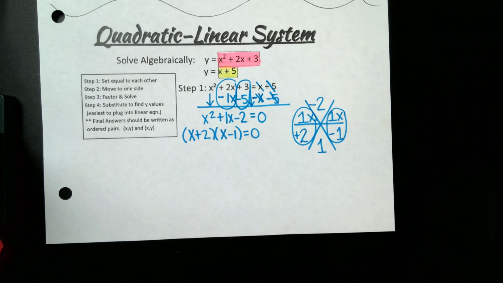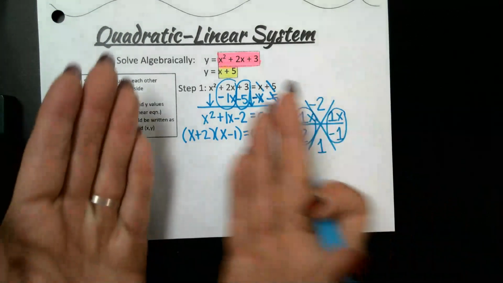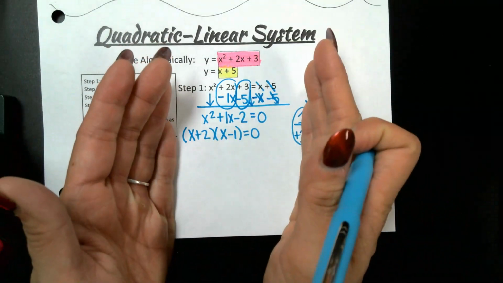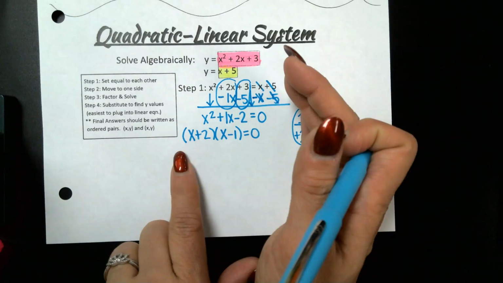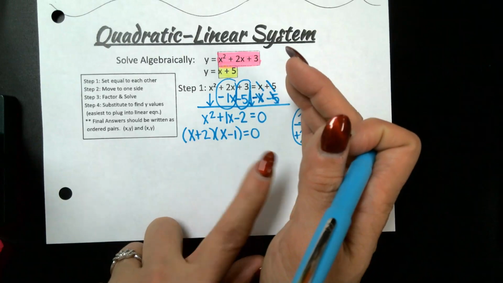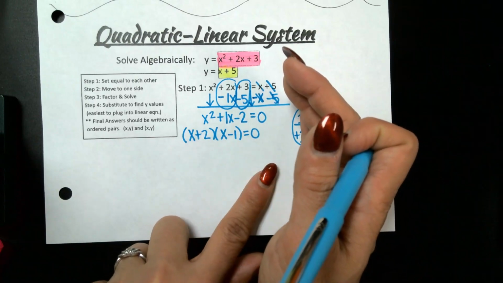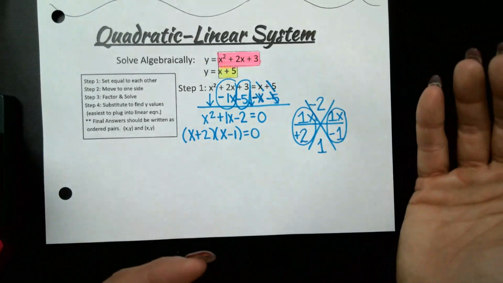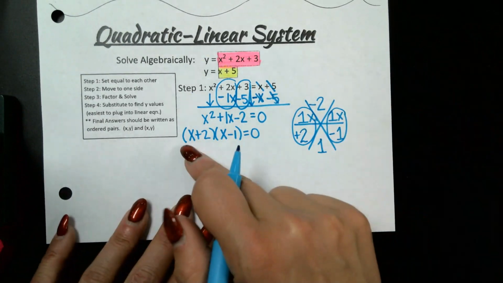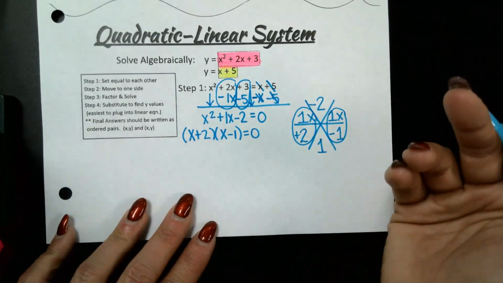And then by now, we've done so many of these that technically we would be breaking this apart right now. We'd be setting x plus 2 equal to 0, and we would set x minus 1 equal to 0. But then you guys would just have to solve them. And when you solve the x plus 2, what would you do?